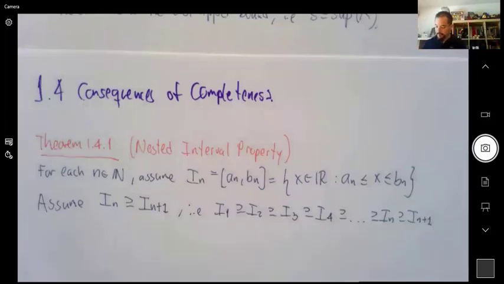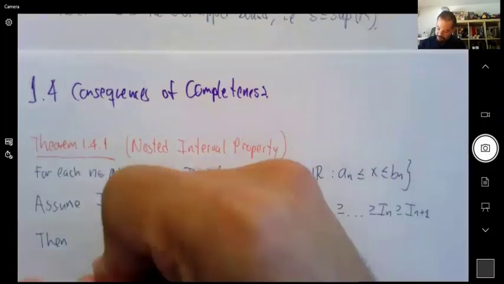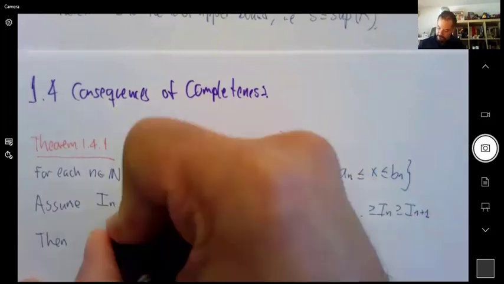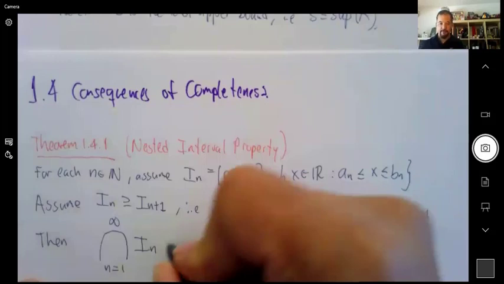All right, and then here's the conclusion. Then this happens. The intersection of all of them is non-empty.